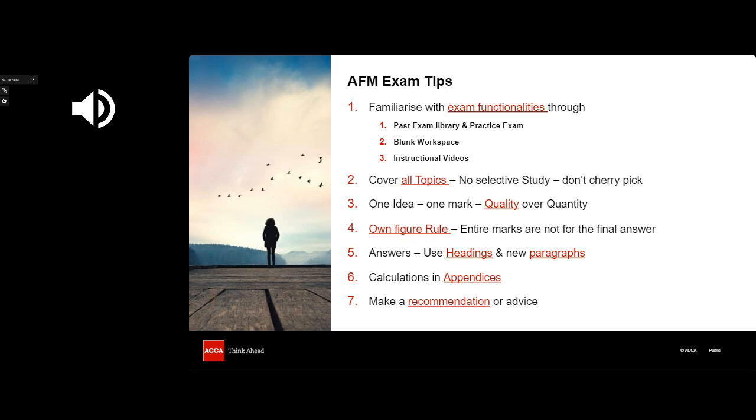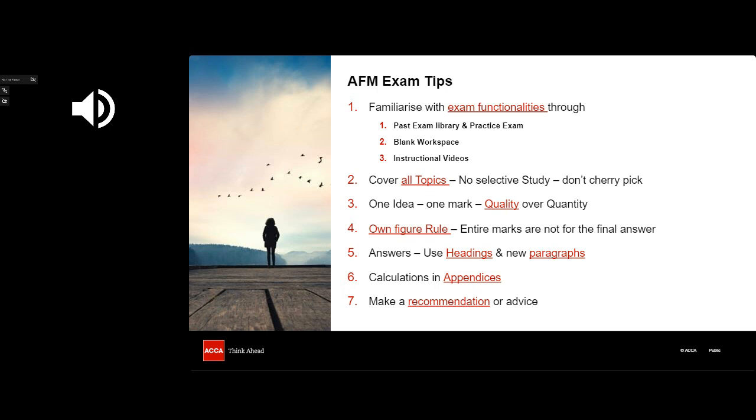And if at all you go wrong in one place, remember you have got this OFR, your own figure rule, where the entire marks is not for the final answer. You are only going to lose marks for those steps where you have gone wrong. Subsequent steps shall be recalculated based on your figure. Use proper headings, use paragraphs, use proper appendices, working notes, present it, structure it properly, and finally, make a very proper recommendation advice.